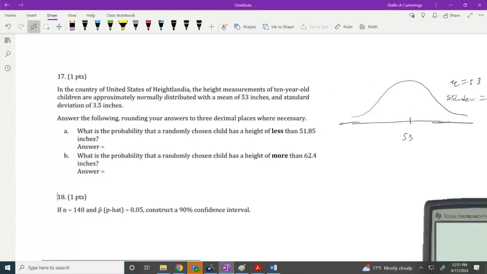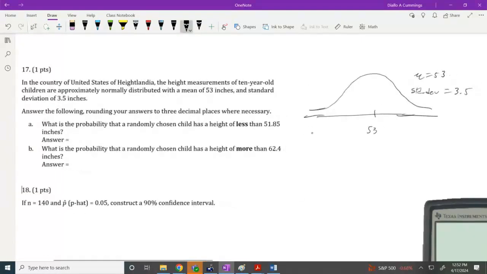A says, what's the probability? So remember that probability and area are the same word. What is the probability or area that a randomly selected child has a height less than 51.85? So if I map that out on my normal curve, I'm going to guesstimate 51.85 to be about here. And we want the area below, the height less than 51.85.